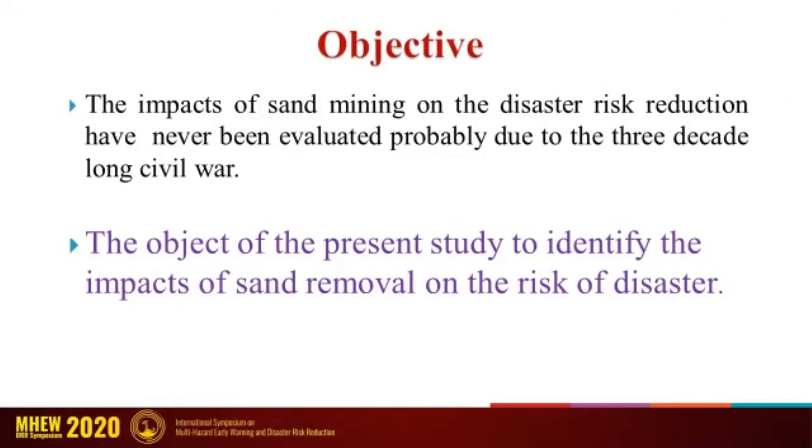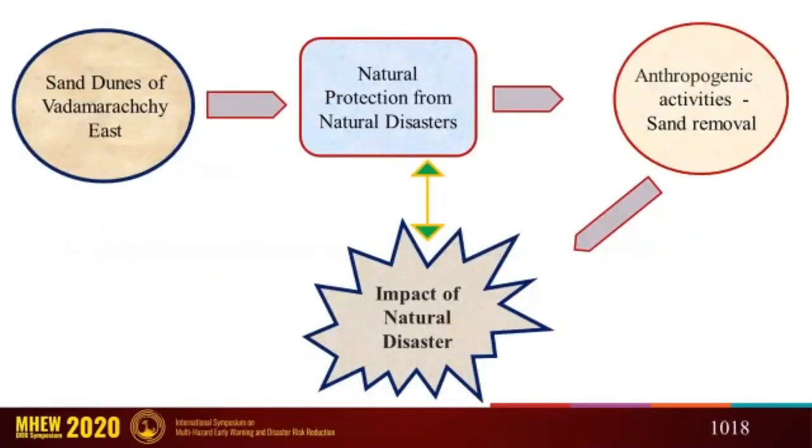The impact of sand mining on the disaster risk reduction has never been evaluated properly due to the 3-decade-long civil war. The objective of the present study is to identify the impact of sand removal on the risk of disaster. This diagram shows the importance of the sand dunes in the Vadamarachi East, how to protect the people from the natural disaster. For many years, these resources have been subjected to uncontrollable and illegal sand mining. As a result, these resources have lost their value and capacity to protect the people from natural disaster.